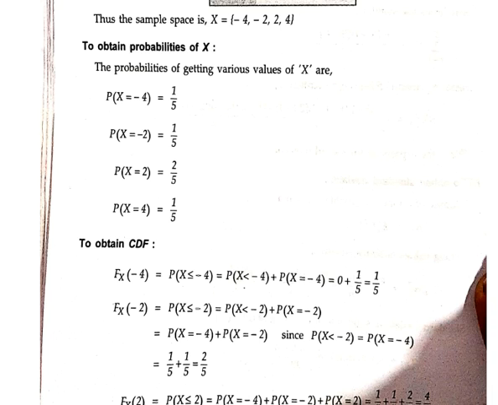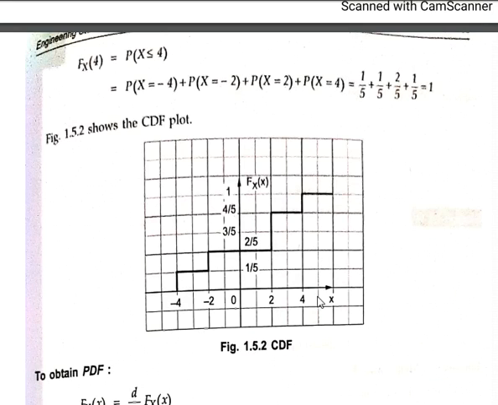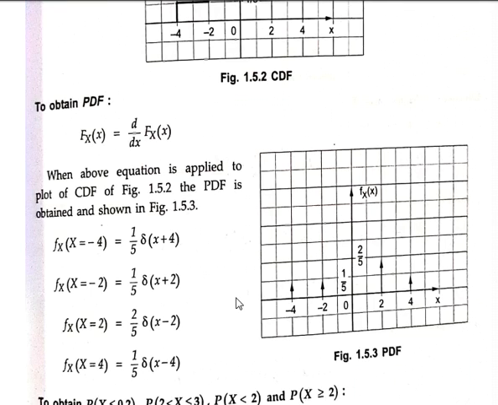So let's see the next point. Here the CDF is to be found, so one can plot the CDF and PDF. This is our CDF. At -4 it is 1 by 5. Again at -2, one more 1 by 5 adds, so it becomes 2 by 5. Again at 2, 2 by 5 will be added in this way. And the PDF is as we saw.